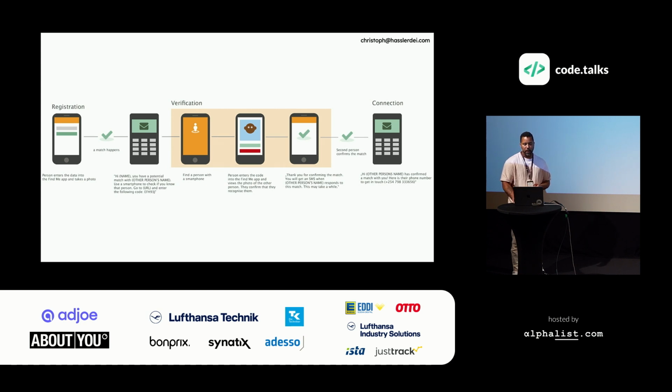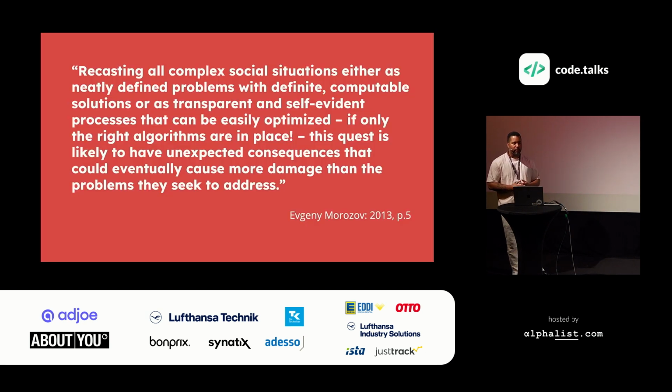And at the same time, I read this paragraph from the book To Save Everything, Click Here by Evgeny Morozov. "Recasting all complex social situations either as neatly defined problems with definite computable solutions or as transparent and self-evident processes that can be easily optimized, if only the right algorithms are in place. This quest is likely to have unexpected consequences that should eventually cause more damage than the problems they seek to address." And this is exactly what we did.